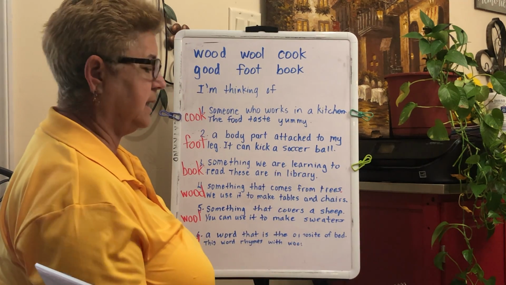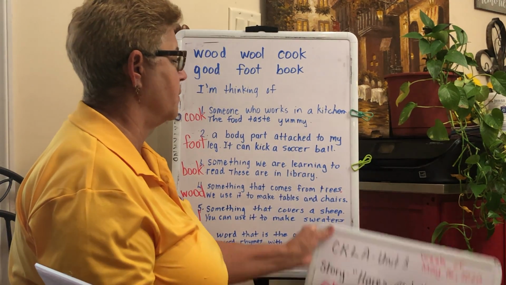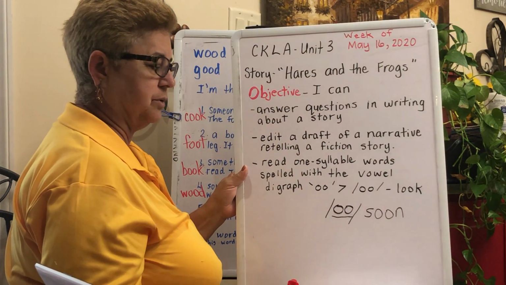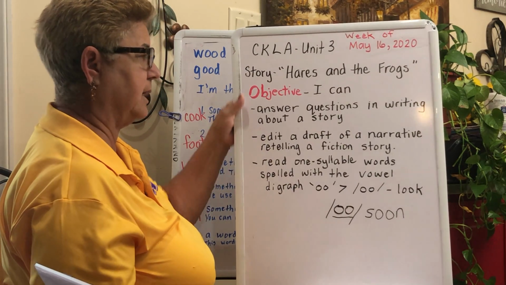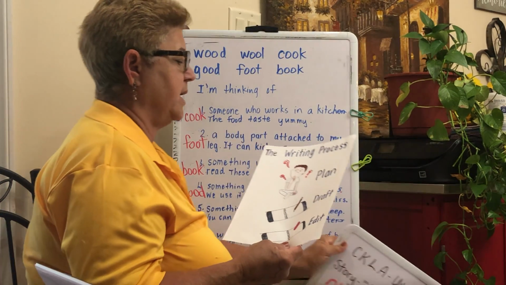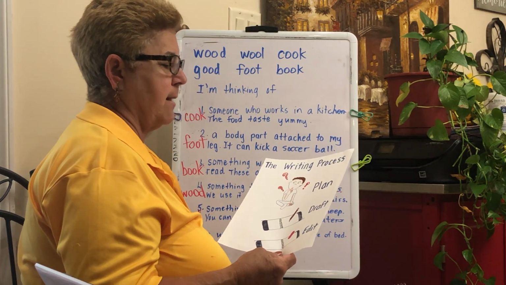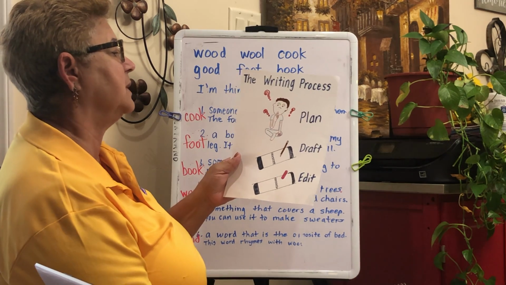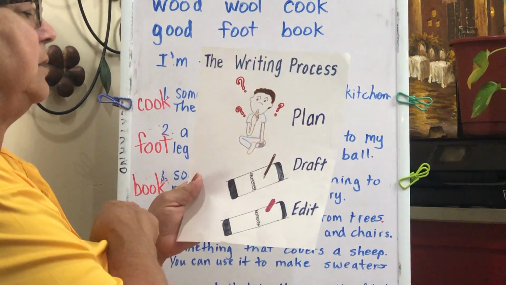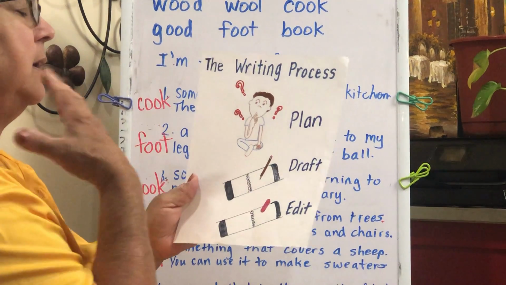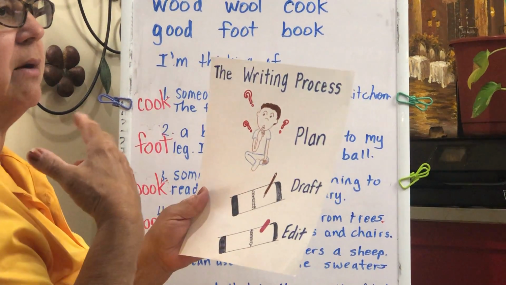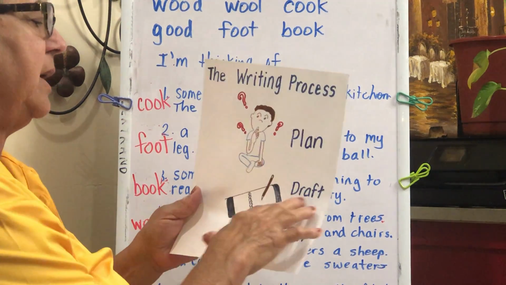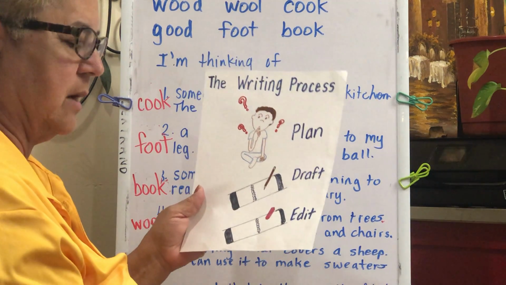So our story today is going to be, as we said before, the hares and the frogs. And we're following these 3 steps in the writing process. We have to think of a plan. So we're going to write down the key parts of the plan. And then once we've done that, we're going to write the draft. And the important thing about writing the draft is to get our ideas down. Then we're going to go back and edit. We're going to look at our draft and see have we done the things that we're supposed to do.